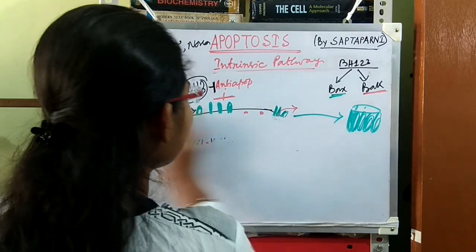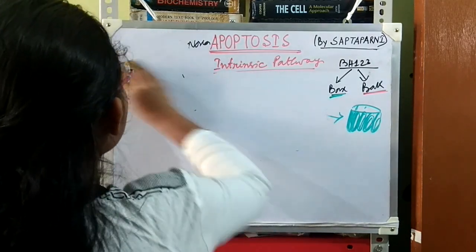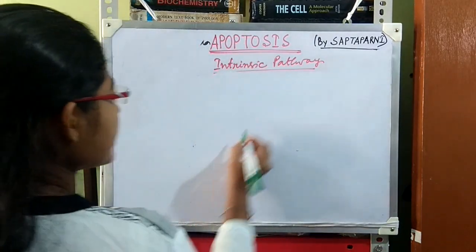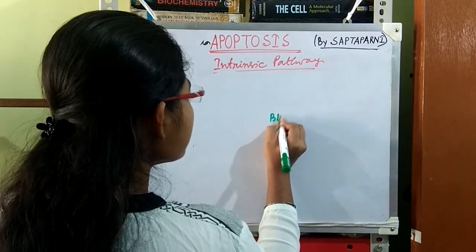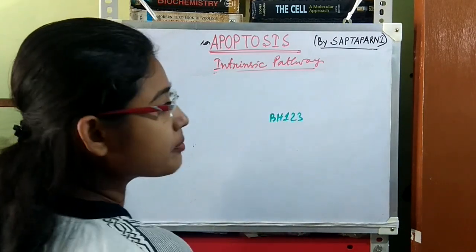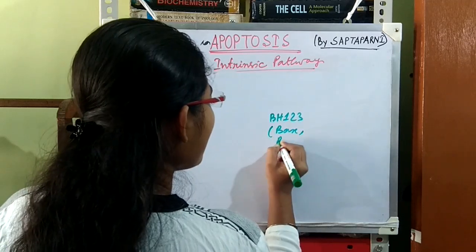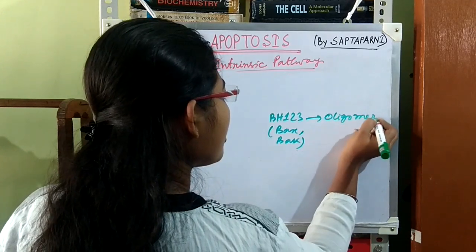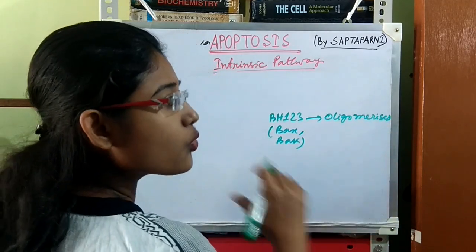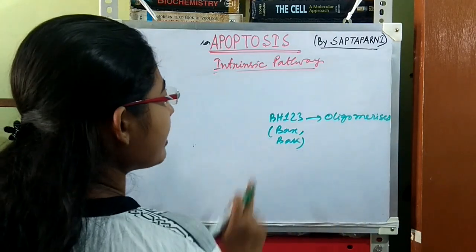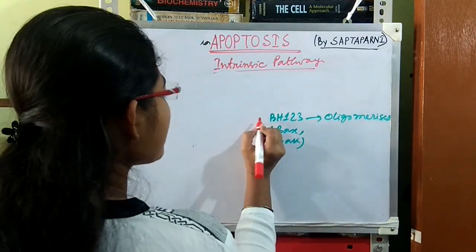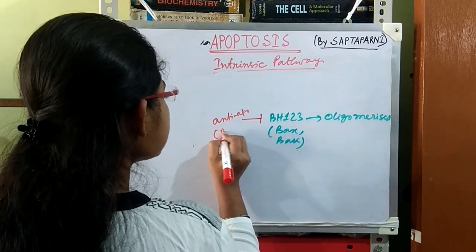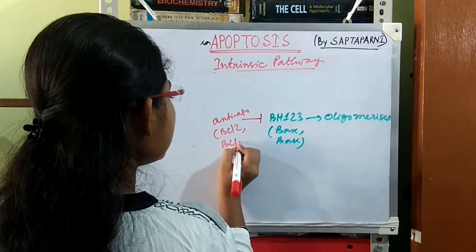So, in a gist, we can write that the BH123 family of proteins, that means BAX and BAK, when oligomerized, form a channel through which cytochrome C can go out. But these BH123 proteins are actually inhibited by anti-apoptotic proteins like BCL2, BCLXL, etc.